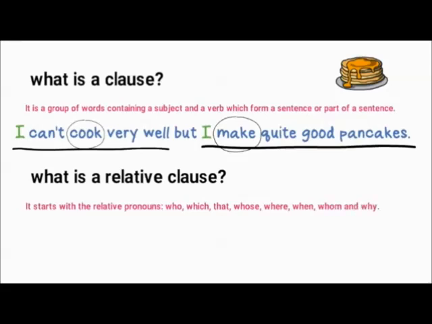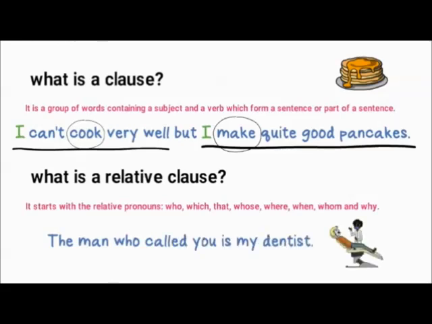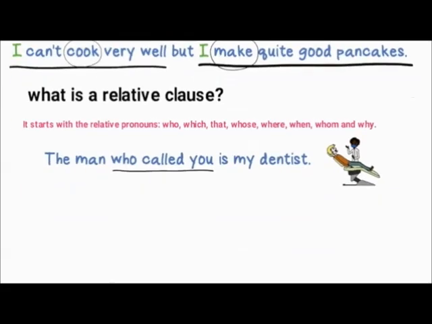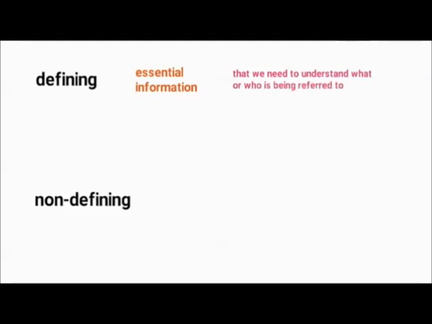For example, the man who called you is my dentist. The relative clause is who called you. There are two types of relative clause, defining and non-defining. So what is a defining relative clause? Defining relative clauses give us essential information that we need to understand what or who is being referred to.